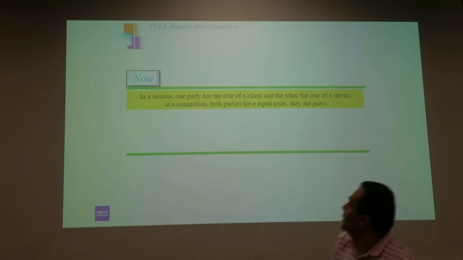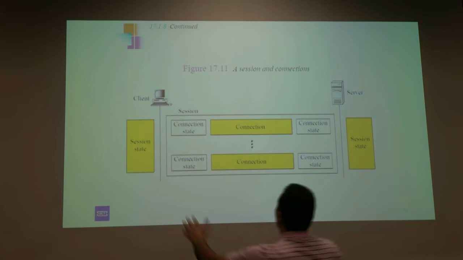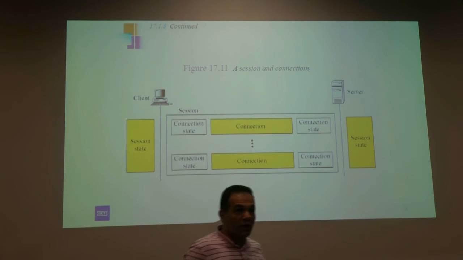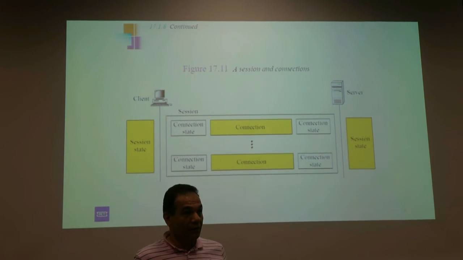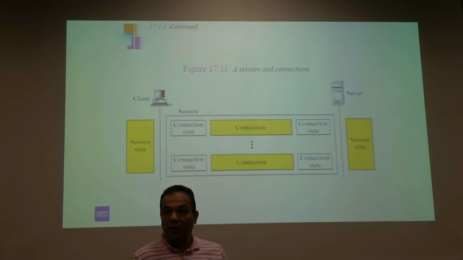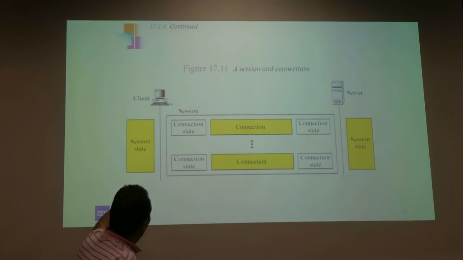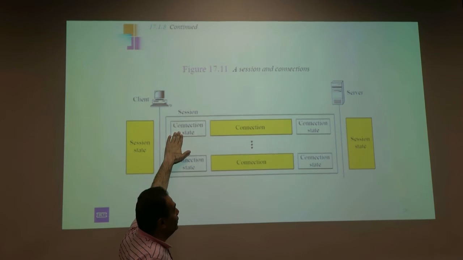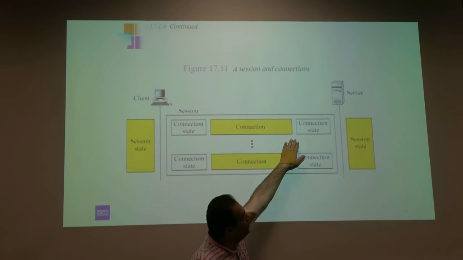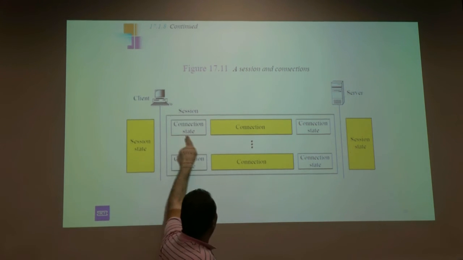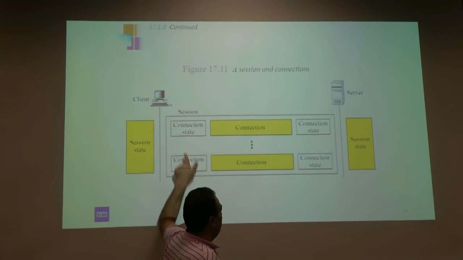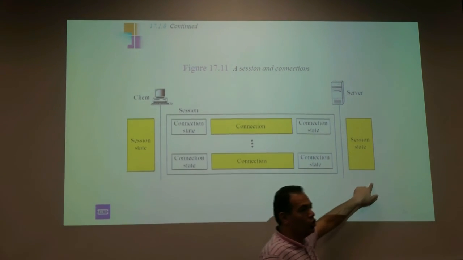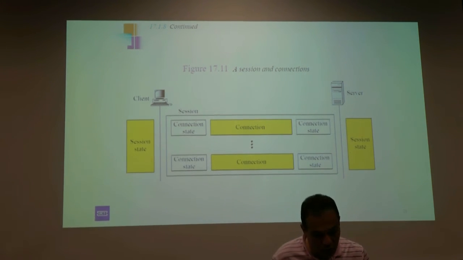Okay, so let's take a look in here. If you take a look in here, that's what happens. You have a client and you have a server, and you have a session state. State means what? Active or not active? It's active, and it also means the parameters shared. Then you could have multiple connections. The connection state could be terminated, not terminated, active, not active, whatever. And then the connection between them is a peer-to-peer communication. In the session level, what we have? A client to server connection.